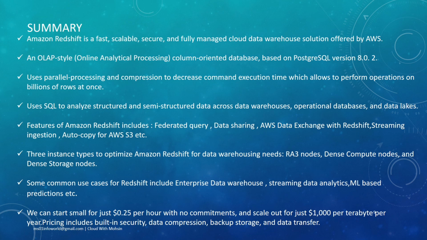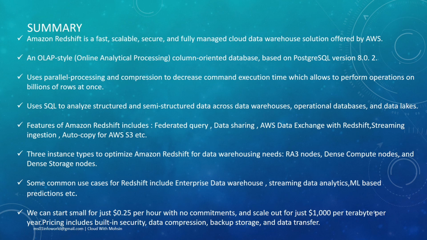So we discussed that when your data is ingested to an AWS S3 folder, it automatically gets ingested to Redshift, and we don't need to do any manual intervention in that case. So it's automation that we can leverage. Then we discussed the main instance types to optimize Amazon Redshift, which are RA3 nodes, dense compute nodes, and dense storage nodes.